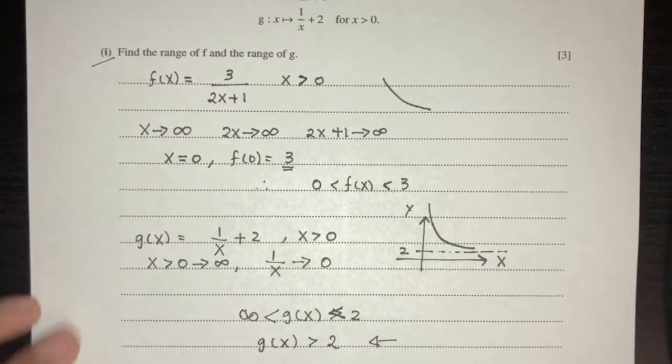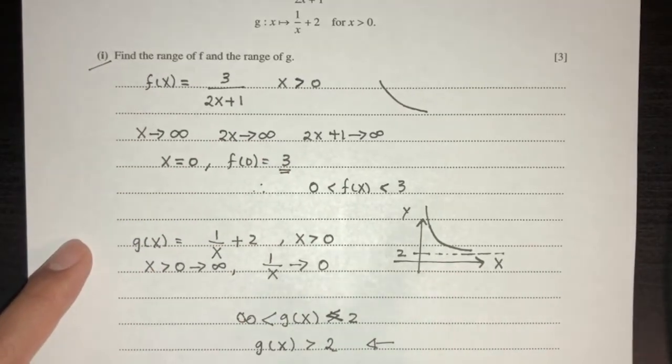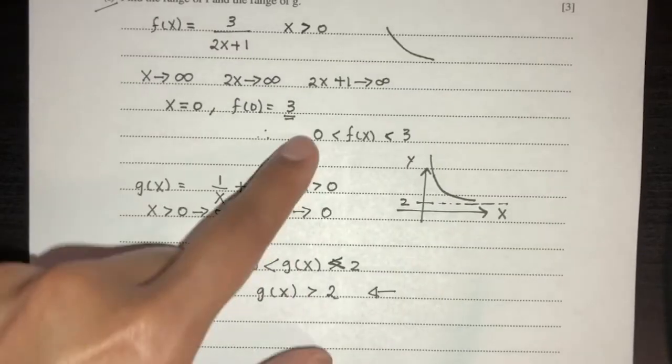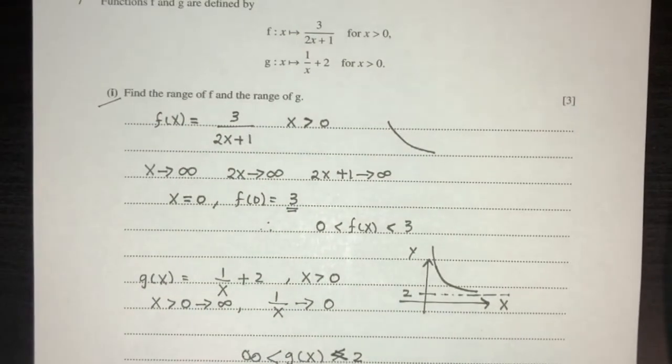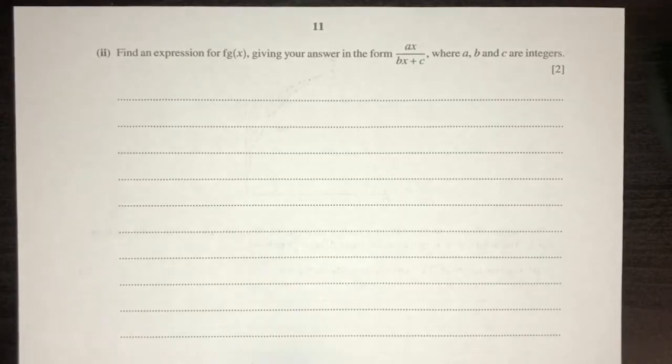So always recall that whenever you're confused, you can do this, or you can draw a graph to see exactly what's happening, so you can find your range easily. Okay, that is for part 1. So find an expression for fg of x.